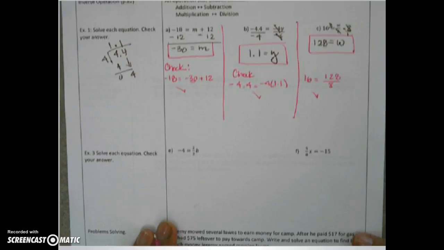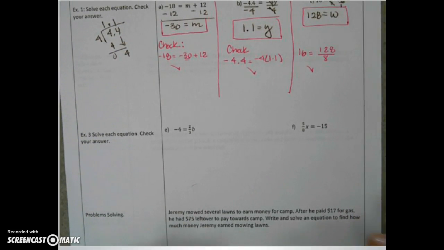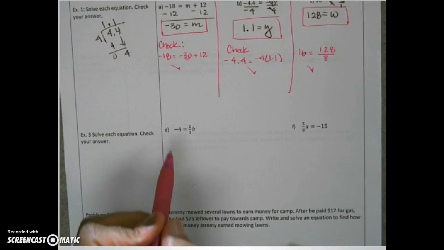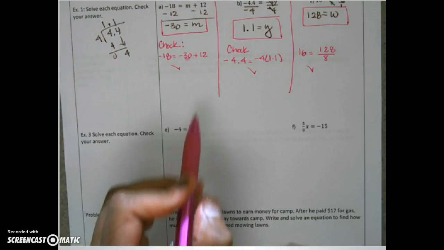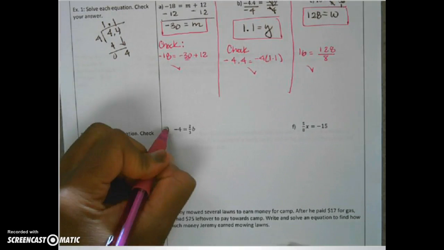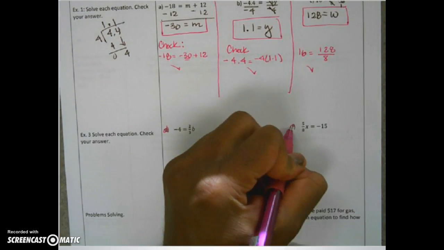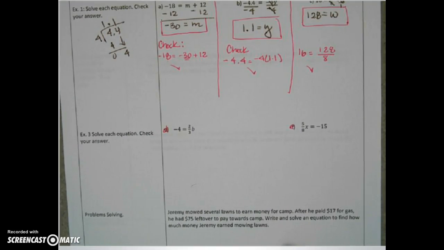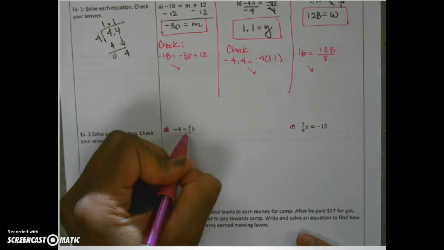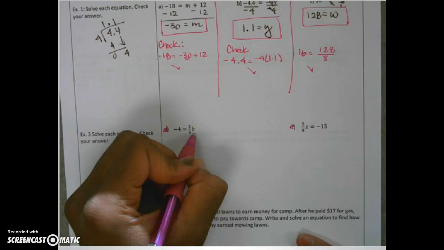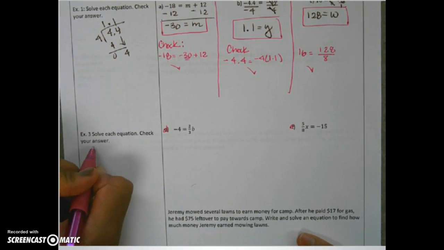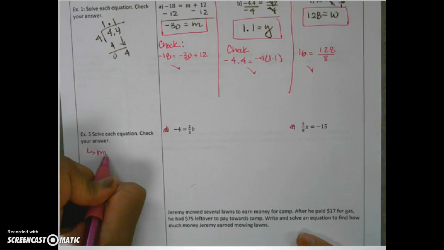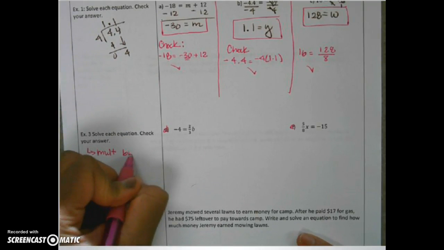All right, now a little bit more fraction action for us. Solve each equation. Check your solution or check your answer. So for part E, which is weird, A, B, C, I'm going to call this D instead, and this will be E. I have negative 4 equals 2/3 times B. So whenever I have a fraction multiplying a variable, in this situation, I want to multiply by the reciprocal.